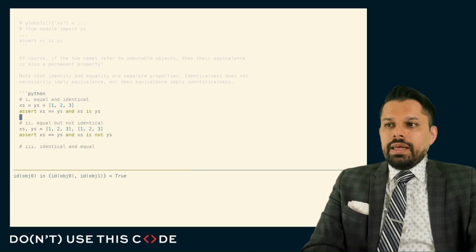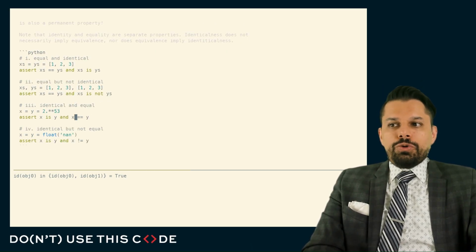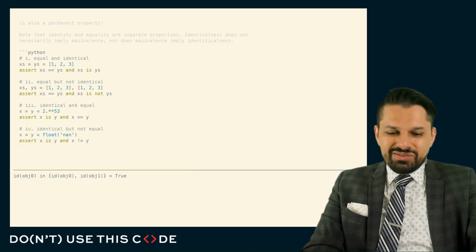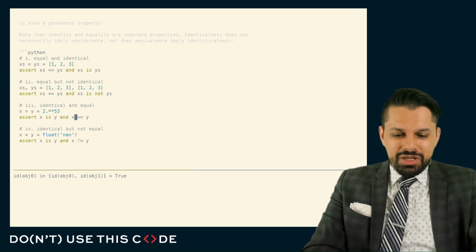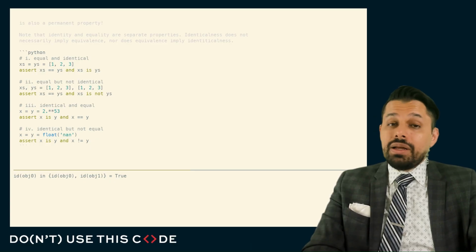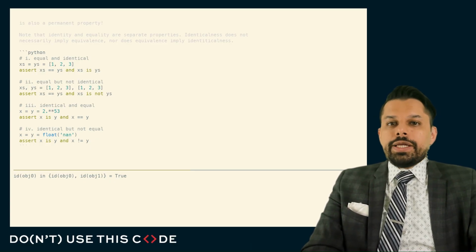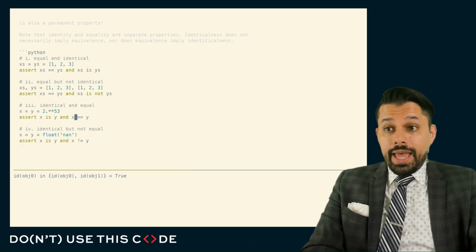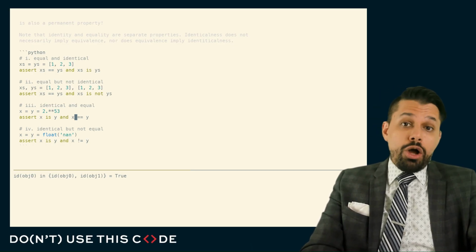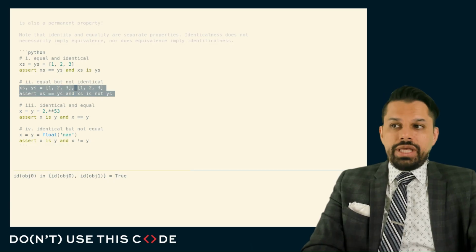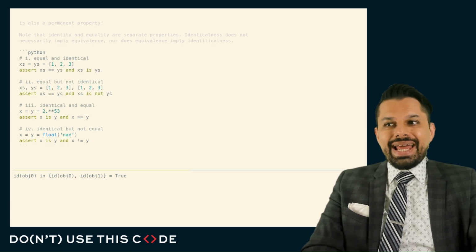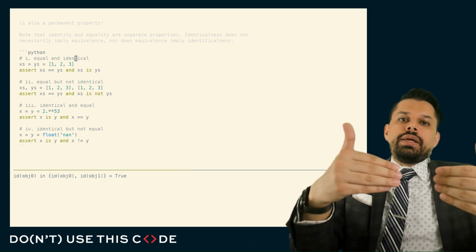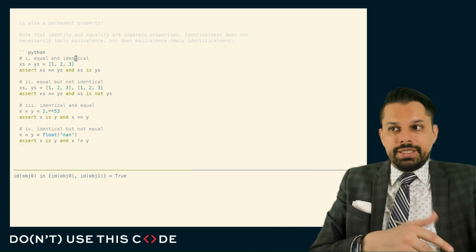Now, do note that the relationship between identity and equality, well, it may seem that, well, if one's a permanent property, one's a transient property, there might be a relationship, that one implies the other, but that is not the case. It's possible for two objects to be equivalent, but not identical. And it's possible for them to be equivalent and also identical. Both cases are possible, and as a consequence, there is no relationship. Equality does not imply identity or non-identity.